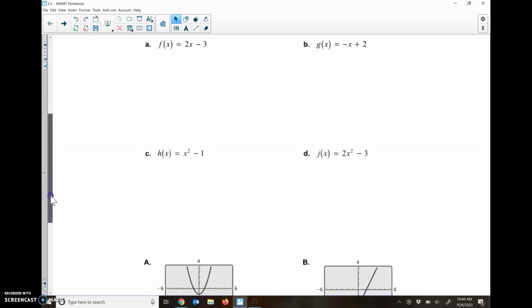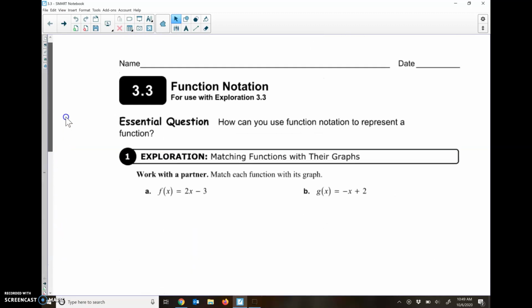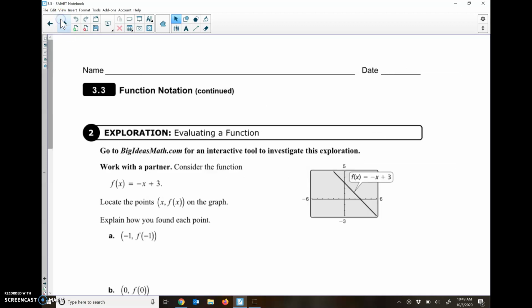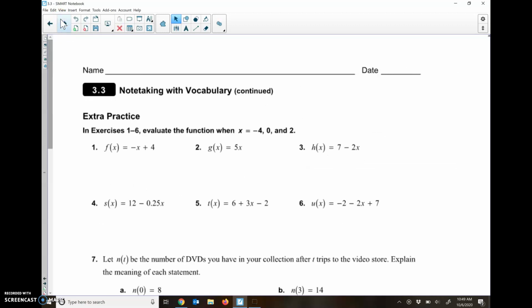If you look at the first couple pages, they have to do with graphing function notation. And we're not there yet. We'll do that at a later time. So we're going to skip right to the practice questions.